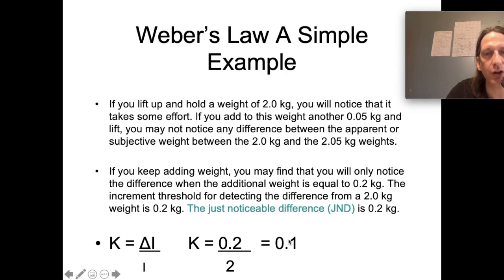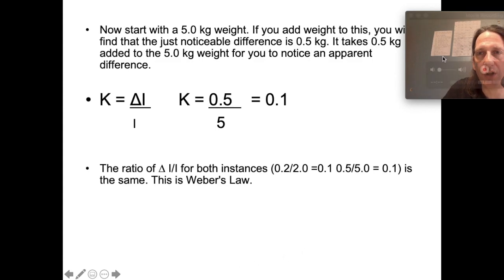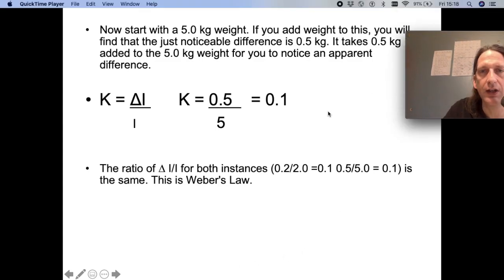Okay, so we're arguing, or Weber's law is arguing, that regardless of how large this stimulus magnitude is, when I work out what the just noticeable difference is, it will be a constant proportion of it. Let's look at an example to see whether this is true. Okay, so now we're going to repeat the experiment again, but instead of starting with a 2 kilogram weight, we're starting with a 5 kilogram weight.